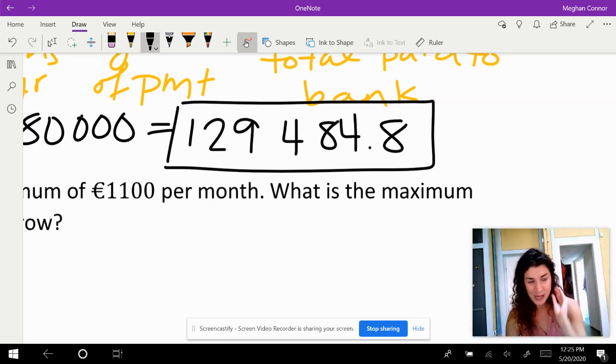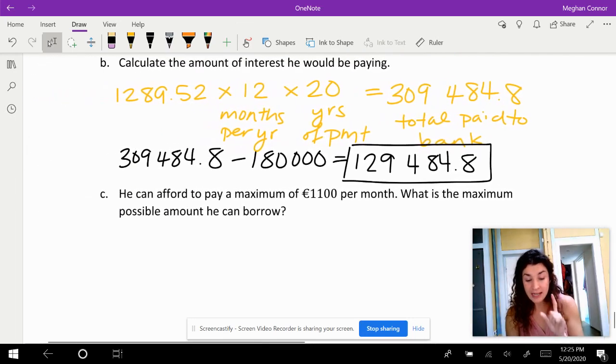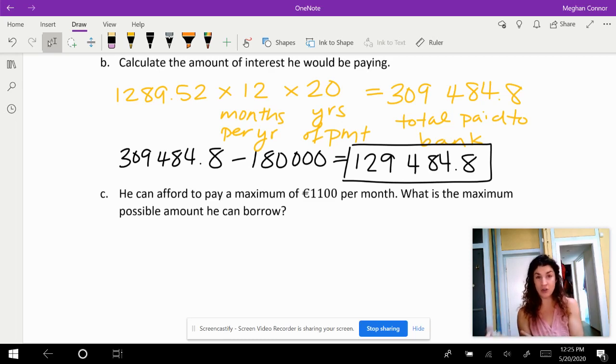Good. Just double checking I got it right. Okay. Now, Alexander did the calculations and said, I can't afford to pay €1,289 per month. I can only afford €1,100 per month. What is the maximum possible amount he can borrow? So everything stays the same except for the monthly payment.